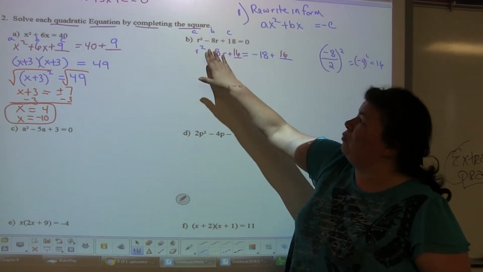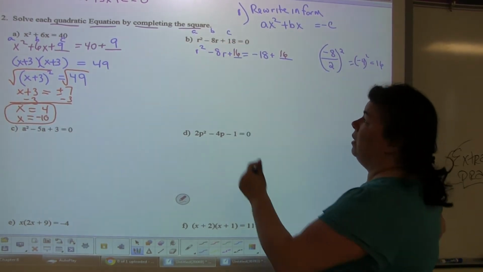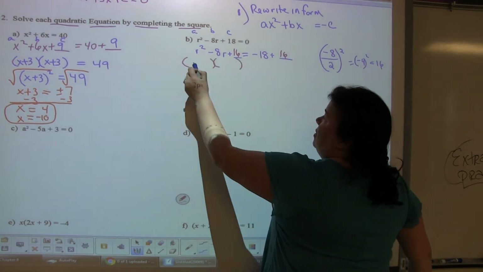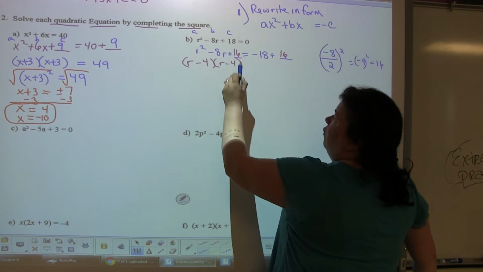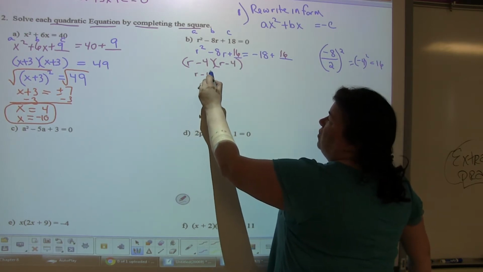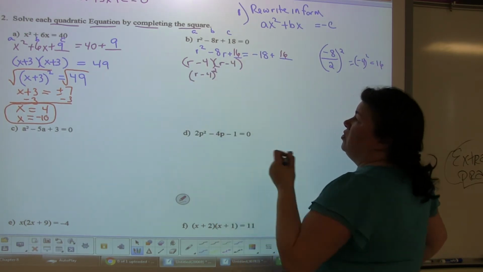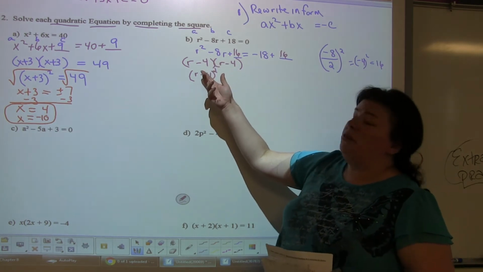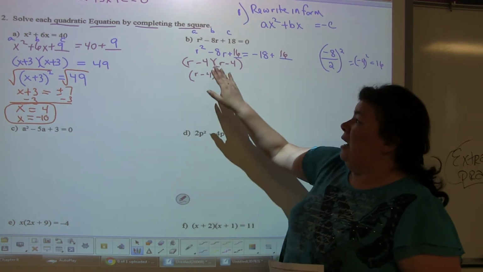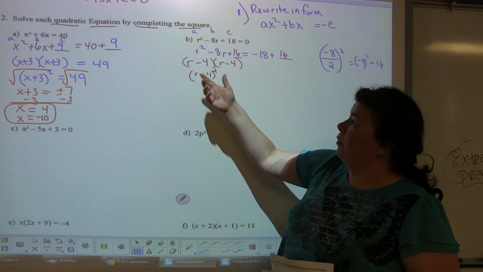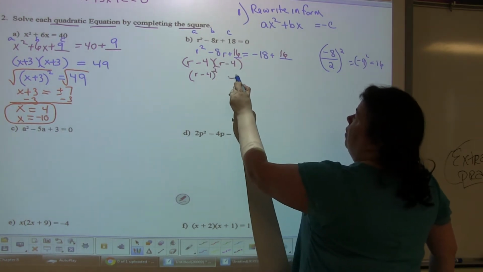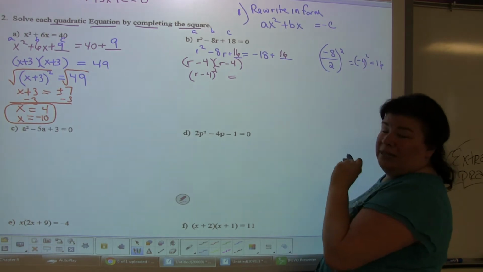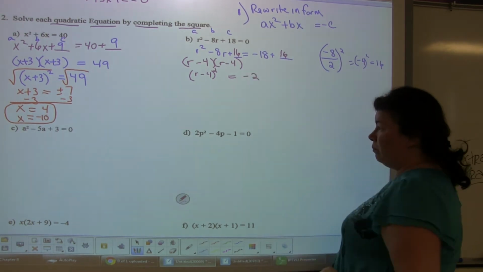Okay, now on the left side, we have a perfect square. So we're going to rewrite this in factored form. So again, this is r and -4 and -4. So we have r minus 4 quantity squared. So we just rewrote the left side of the equation in factored form because we had a perfect square. We made this by completing that square. And equals -18 plus 16 is -2.